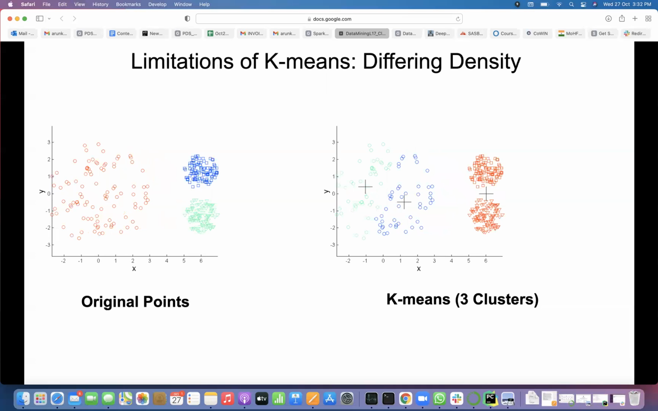Then original points with differing density. On the left side, the green and blue are more dense, and the red is not dense. If you want density-based clustering and you use k-means, you'll get different clusters. But if you go by density on the left side, you can see there are clear-cut 3 density-based clusters: blues and greens are more dense, and reds are less dense. But if you use k-means for such original clusters, you will end up like this. You may not be doing a good job.